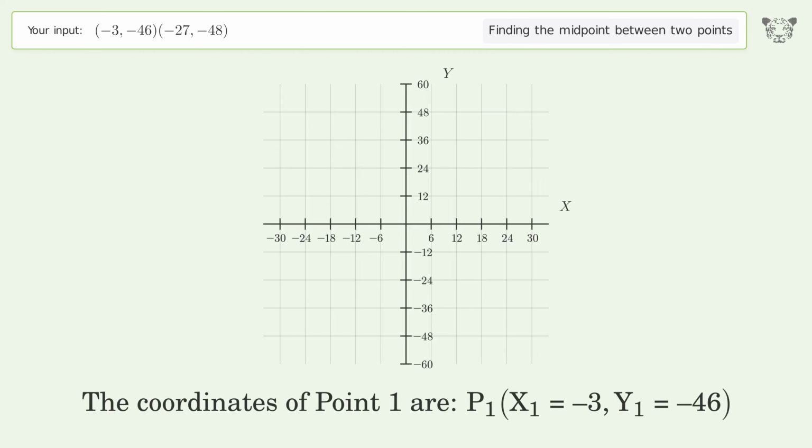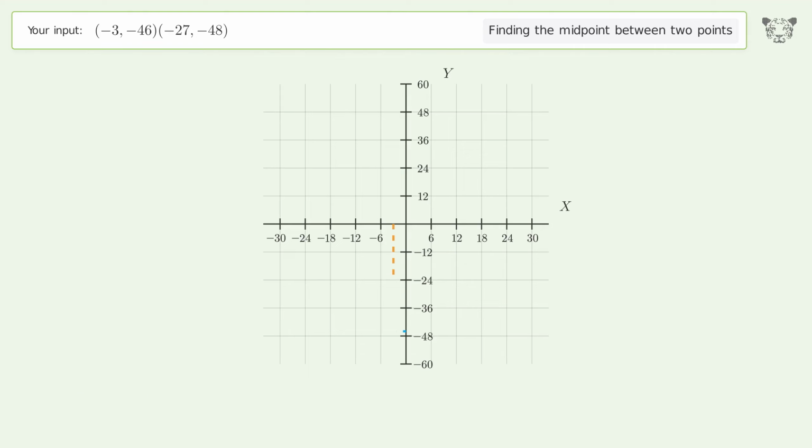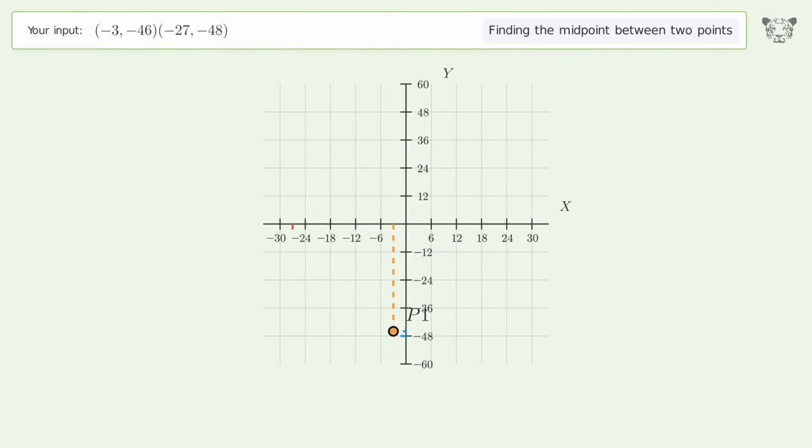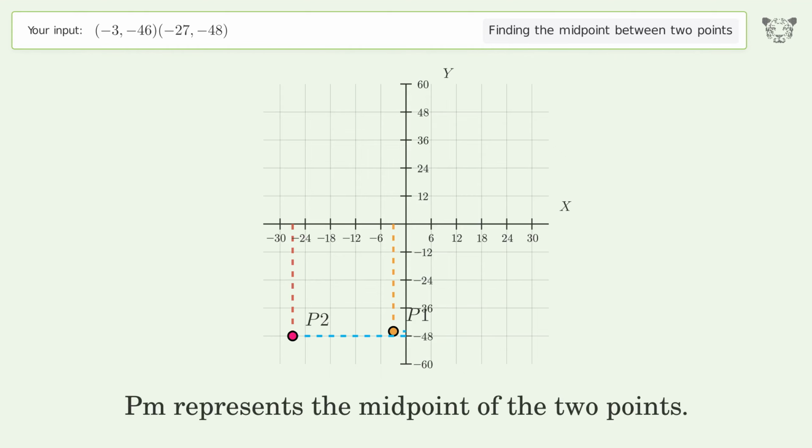The coordinates of point 1 are x1 equals -3, y1 equals -46. The coordinates of point 2 are x2 equals -27, y2 equals -48. PM represents the midpoint of the 2 points.